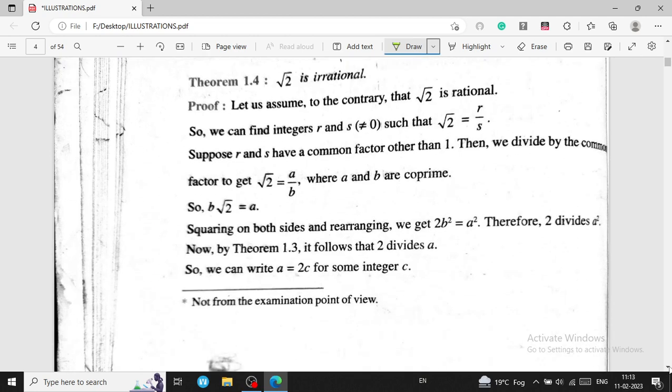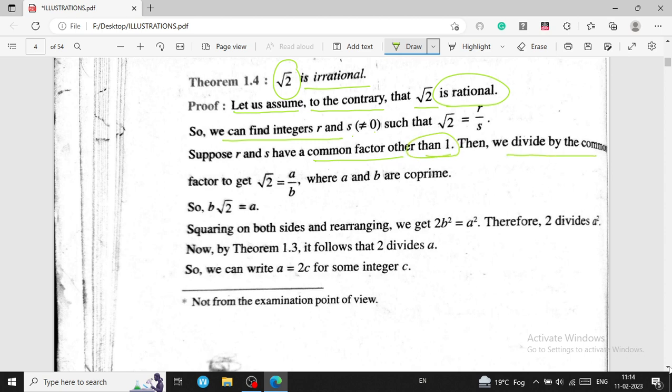Now next question: root 2 is irrational or rational. We have to prove that. First of all, you have to assume to the contrary that root 2 is rational. Then we can find R and S, which are not equal to 0. That means you can use here root 2 is equal to R over S, where R and S have common factors other than 1.